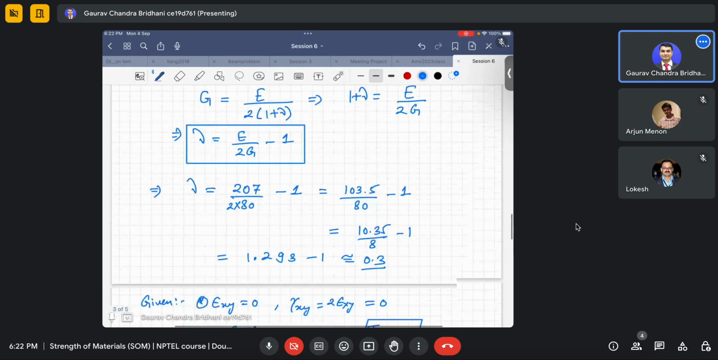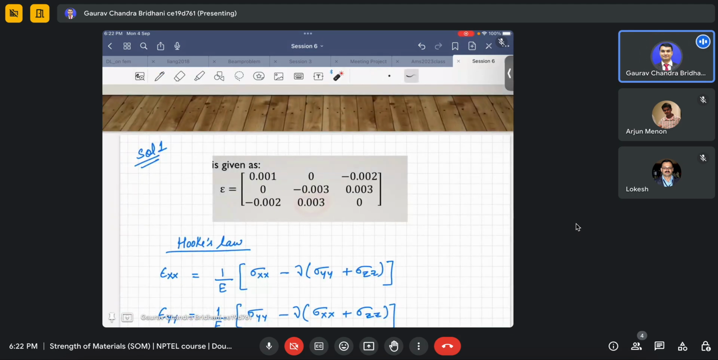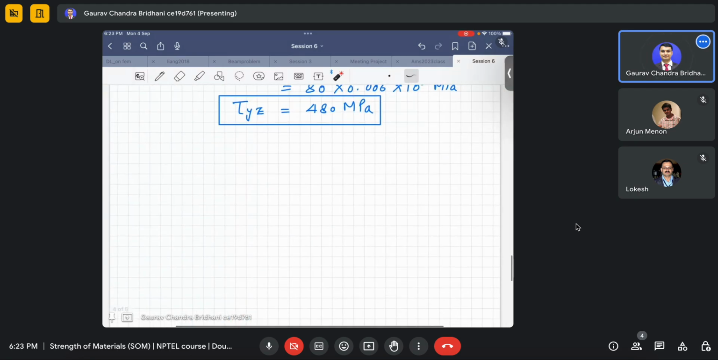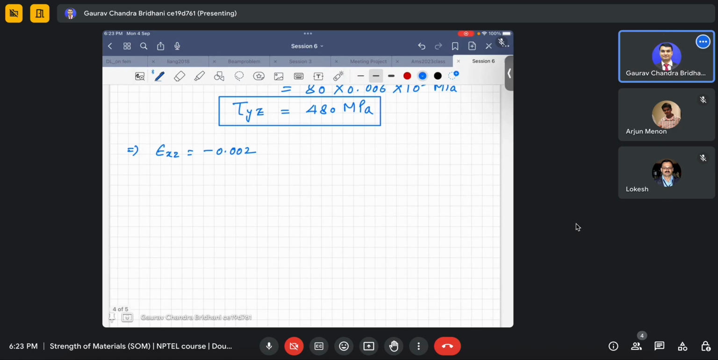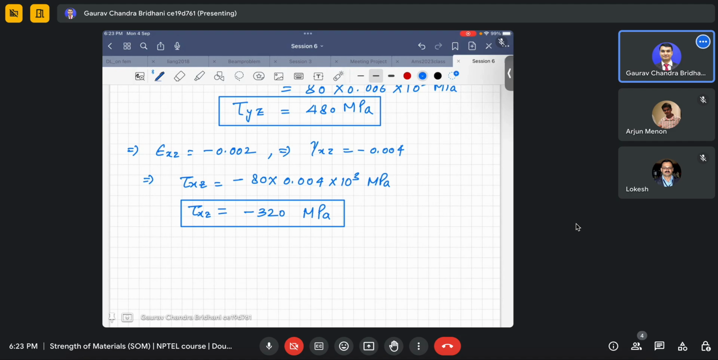Now we will see for tau xz, gamma xz. Epsilon xz is given as minus 0.00002. So what we need to do, we need to find gamma xz. That will be minus 0.004, that is twice of that. So this becomes tau xz, that will be minus 80 into 0.004 into 10 to the power 3 MPa. If you do that, it will come minus 320 MPa.